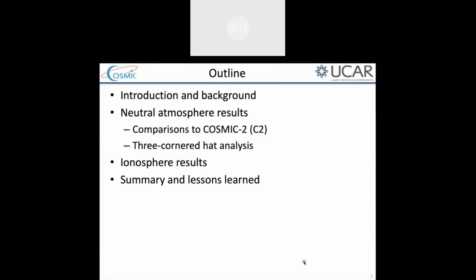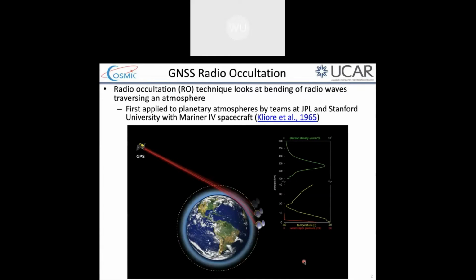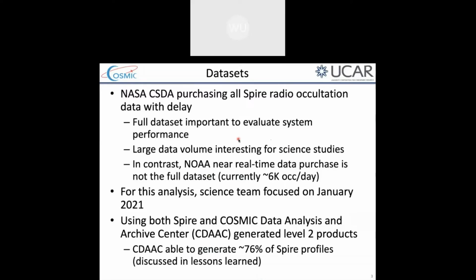Okay, I'll have a little bit of introduction and background and then jump into some comparisons of the Spire products to Cosmic 2, as well as a three-cornered hat analysis, and then we'll move on to ionosphere results for total electron content. So Dong already gave a nice overview of RO, so I don't need to spend any time on this other than to say that we'll first be looking at the neutral atmosphere retrievals and then total electron content above the neutral atmosphere.